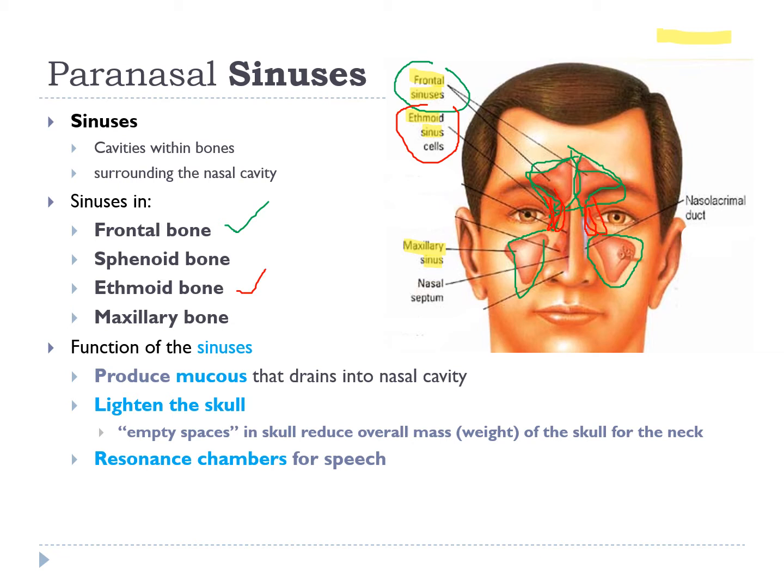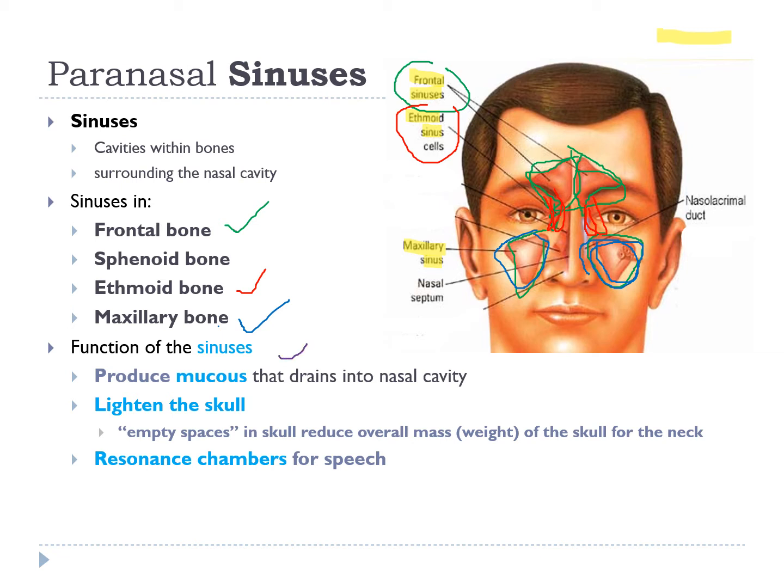The sinuses that are in the sphenoid bone are actually difficult to view from this anterior view. They're actually deep to these other sinuses, but we also have the maxillary sinuses, which are here, and they're in your cheekbones, and your cheekbones, the anatomic name is maxillary bone. So the function of these sinuses, again, is to produce mucus, and this mucus drains into your nasal cavity.